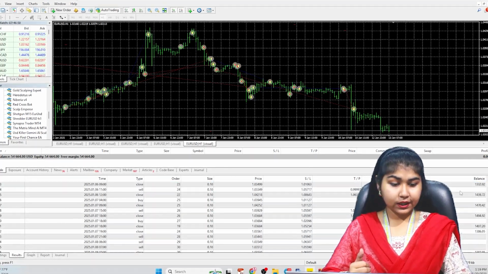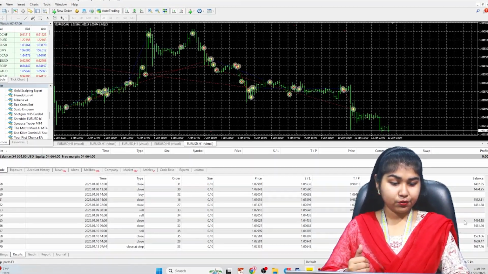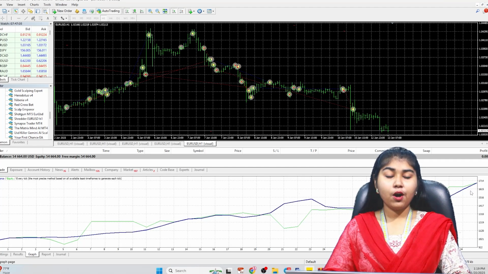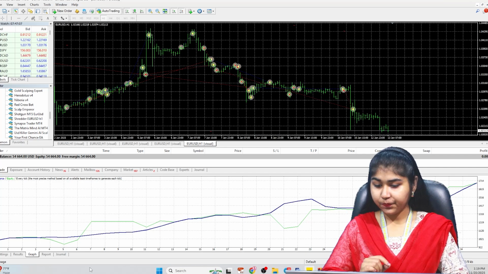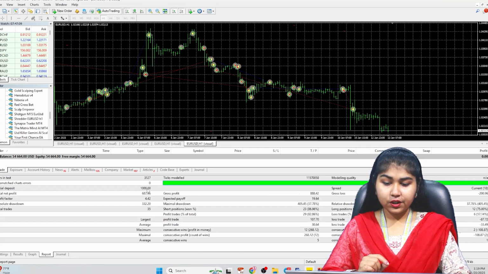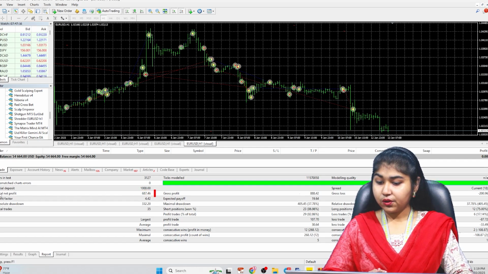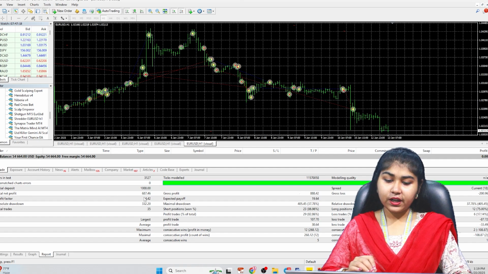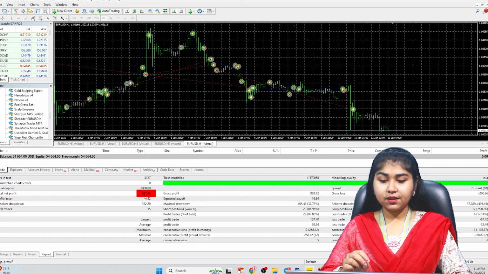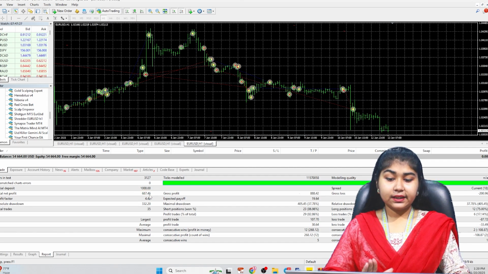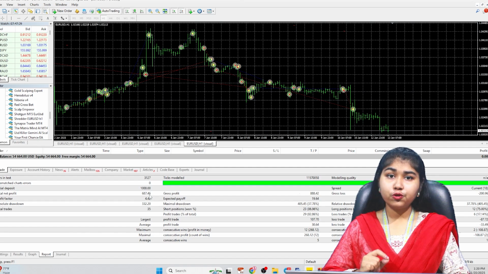Here is the entire balance section you can see. Here is the final graph section, and now we will see the report section. I started with a $1,000 deposit for this account, and here is my initial deposit, that is 1000. This is the total net profit this expert advisor has given us: $687.46 of profit.